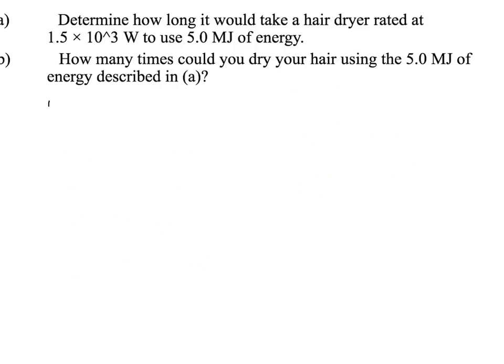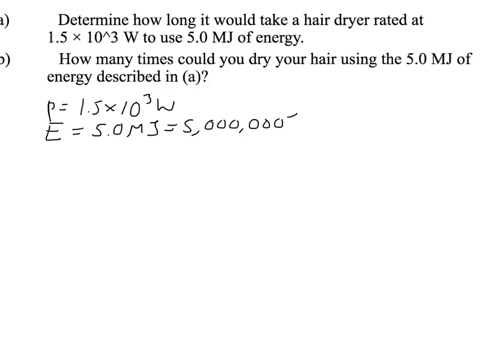Okay, so what do we have? We have power equals 1.5 times 10 to the 3 watts. We have energy equals 5.0 megajoules, which is equal to 5 million joules. And time is our question. And we know our formula, P equals delta E over delta T. We can rearrange. Delta T is going to equal P times delta E. We plug our numbers in.